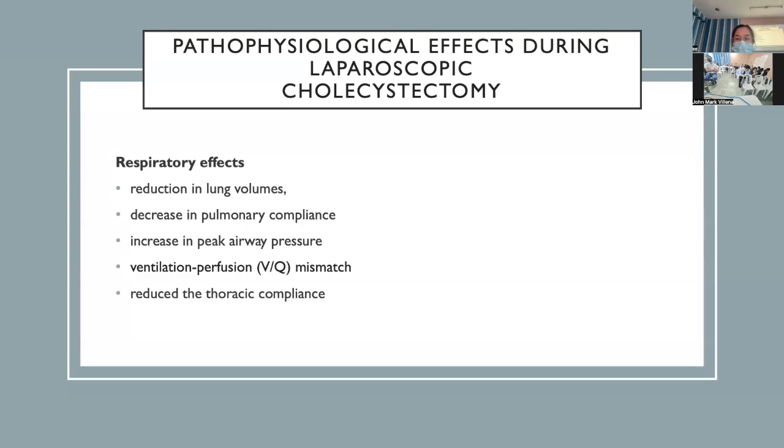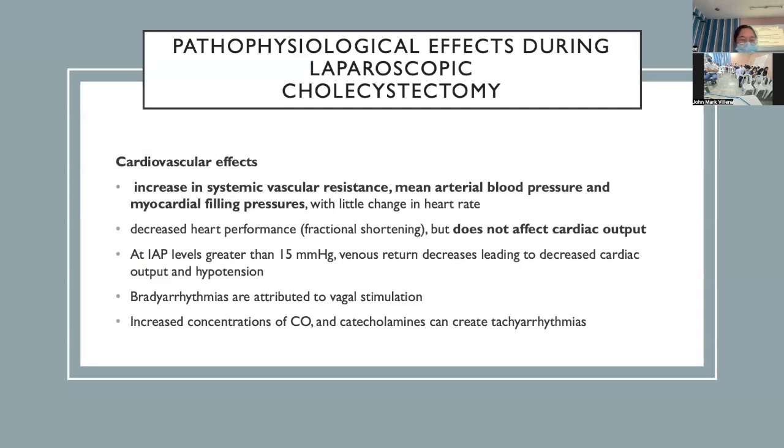So higher intra-abdominal pressure reduces the thoracic compliance and may therefore cause pneumothorax and pneumomediastinum due to the increase in the intra-alveolar pressures. For the cardiovascular effects, there is an increase in systemic vascular resistance, mean arterial pressure, and myocardial filling pressure with little change in the heart rate. So it decreases the heart performance, but it does not affect the cardiac output.